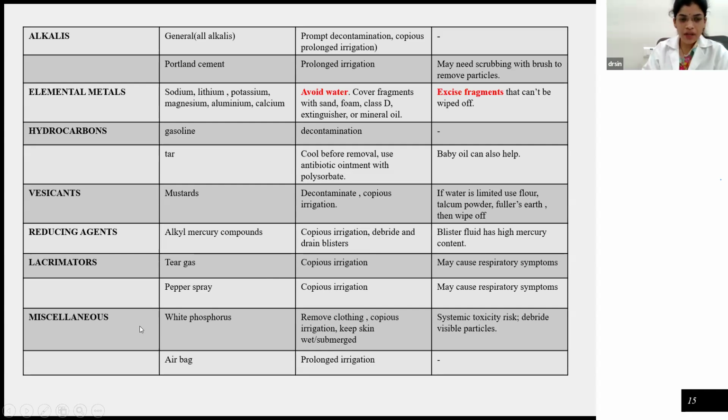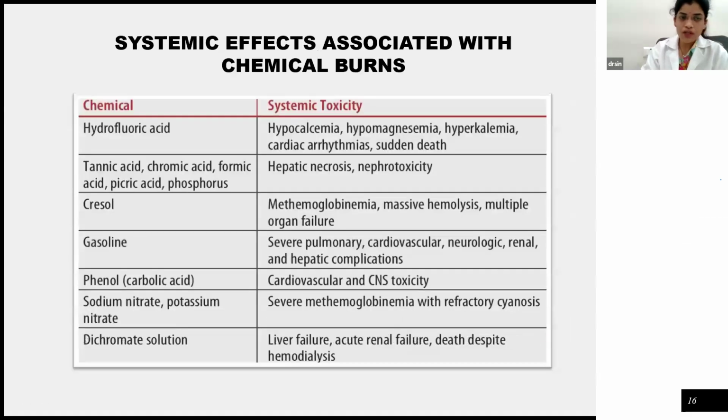Coming to the miscellaneous category, white phosphorus needs removal of clothing, copious irrigation, and if possible, the skin has to be kept wet or submerged. And the systemic toxicity risk is really high with white phosphorus. So debride visible particles. And in case of airbag chemical burns, the only thing that we can do is prolonged irrigation. So these are the systemic effects usually associated with chemical burns.